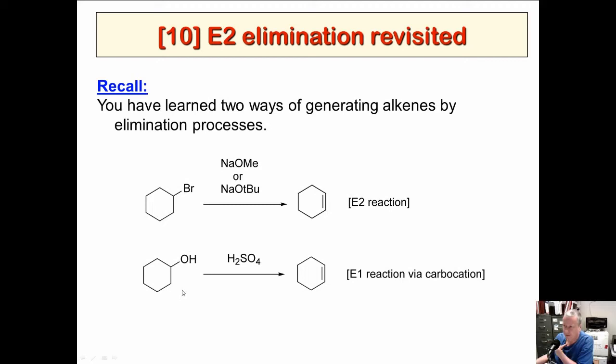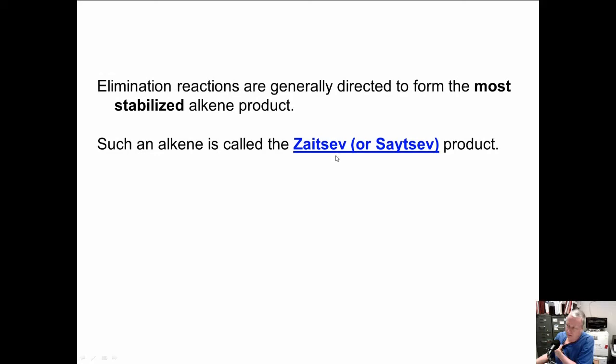Okay, so we have a new name. It's going to be called Zaitsev. Elimination reactions are generally predicted to form the most stabilized product. The most stabilized product. Okay? Generally speaking, they make the most stable. What does that mean? More substituted or less substituted? What's more stable? More substituted or less substituted? It's going to be the more substituted. And those alkenes are going to be called Zaitsev.